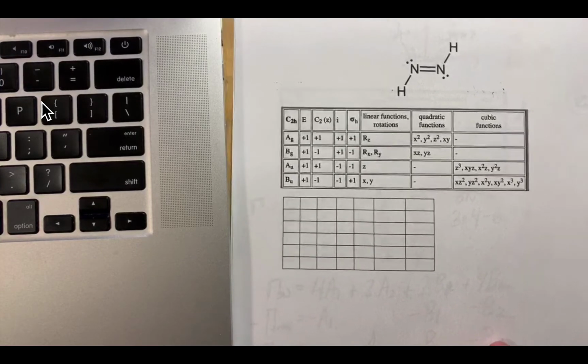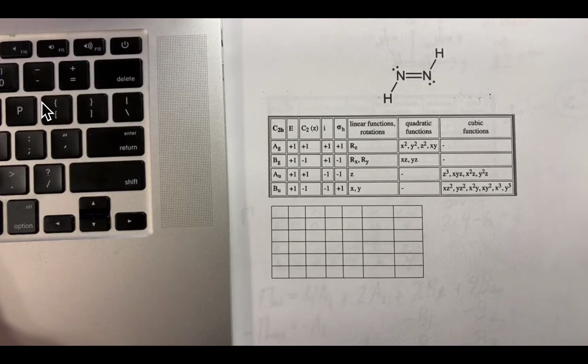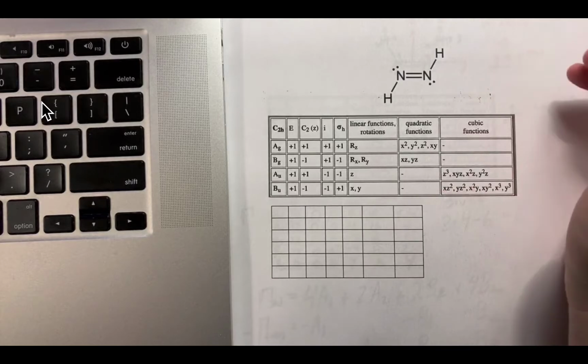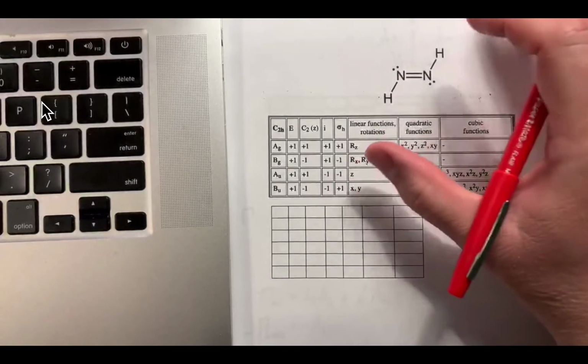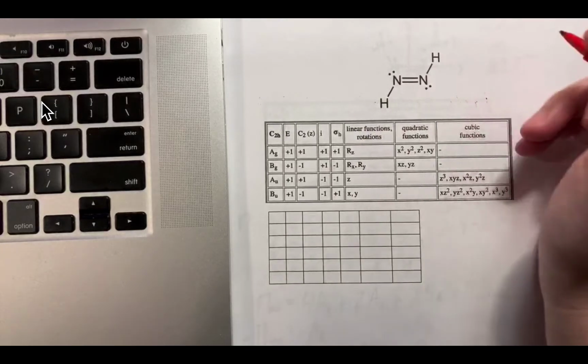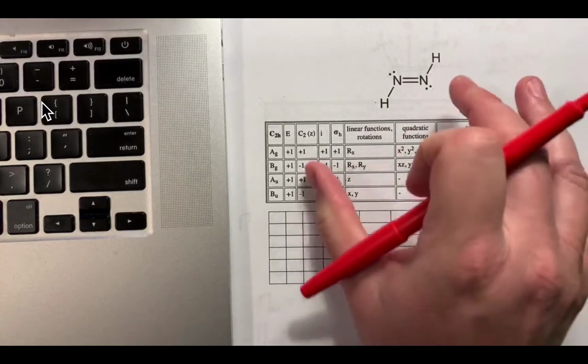Okay, we also need to analyze trans diimide. Again, we want to start out by making sure that we've identified clearly where all of our symmetry elements are in the molecule, and that we don't switch any sort of orientation during the time that we're doing our analysis. So this molecule as drawn is totally flat, and it belongs to the C2h point group.